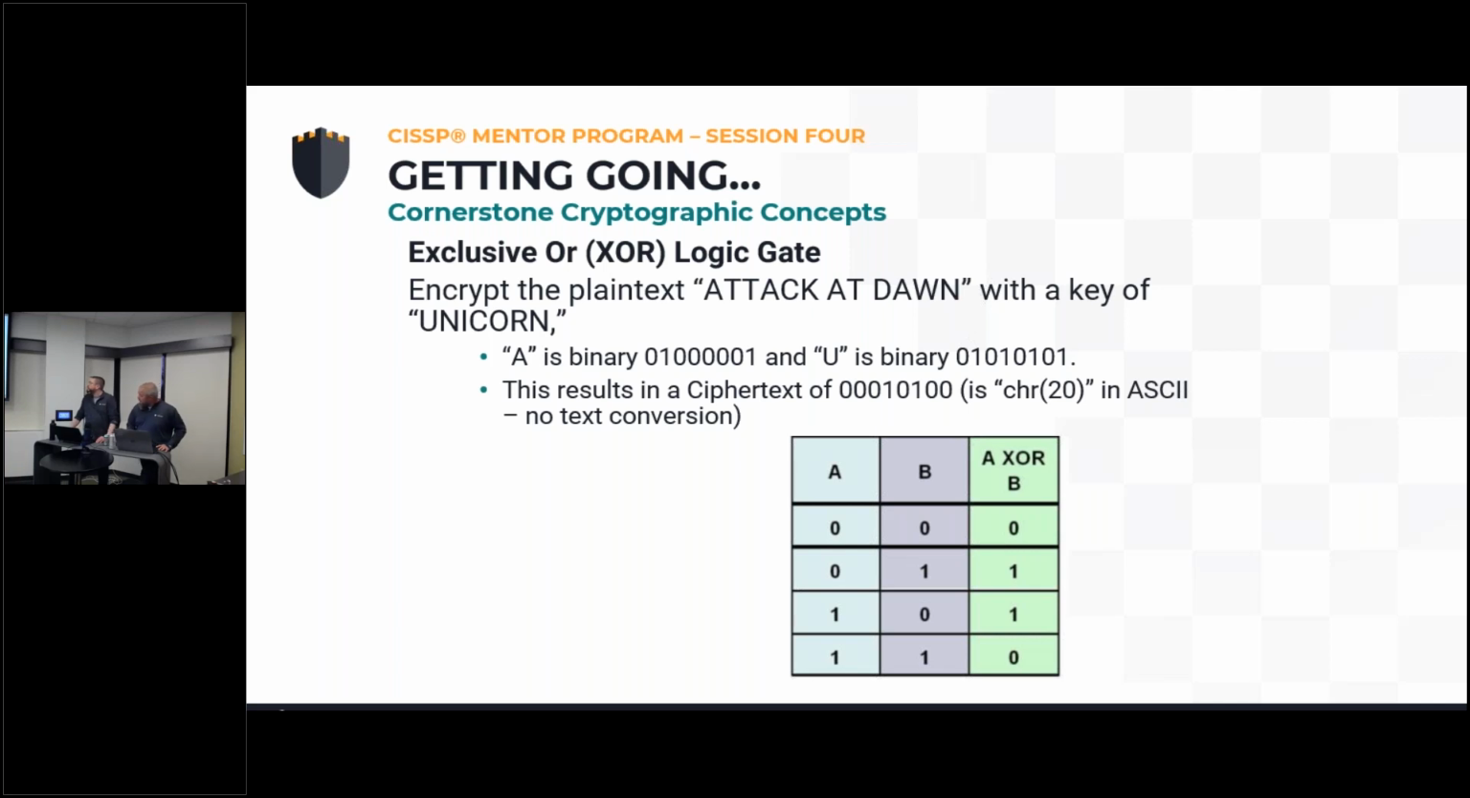Right? So if you take an A and you break it into binary, that's what an A looks like, and you say your key is unicorn, so you're going to take the A and combine it with the U, you're going to use the exclusive OR, you end up with that, which is some other character, right? 20 in ASCII. So you'll need to know exclusive OR. It's still very much a basic function in encryption. Make sense? You have to memorize that.